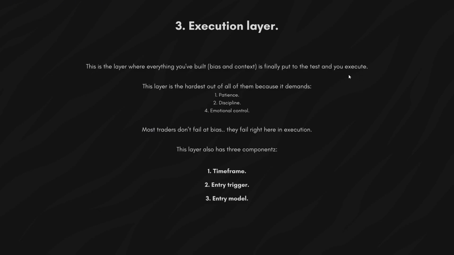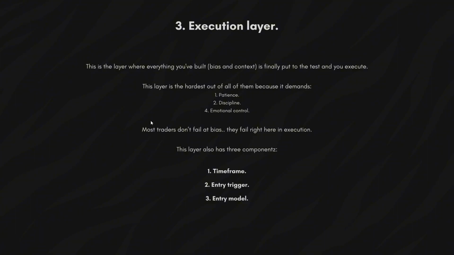Okay, this layer is also the hardest out of all of them, because it demands way more than just technical knowledge, and this is where the psychological side of trading shows up. Okay, this layer demands patience, discipline, and emotional control. And the thing is that most traders don't fail at determining a bias or identifying a context. Those things are easy. They fail right here in execution. And that's the difference between theory and reality.